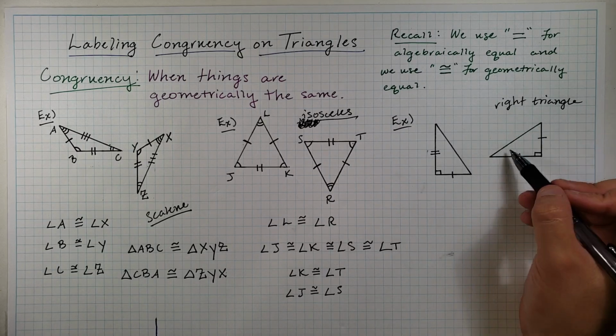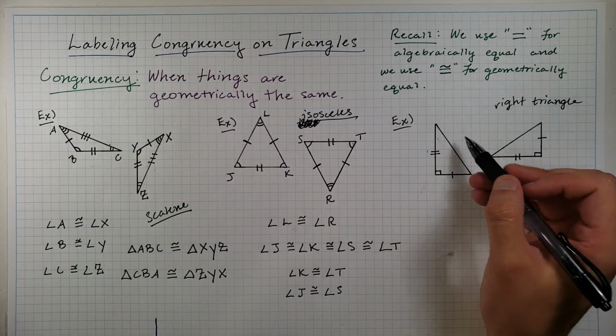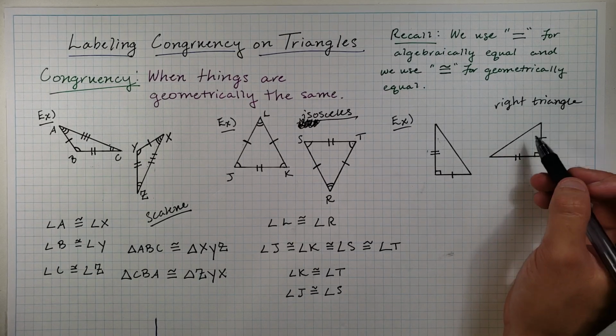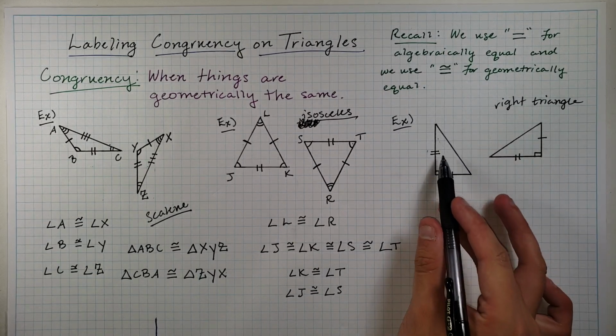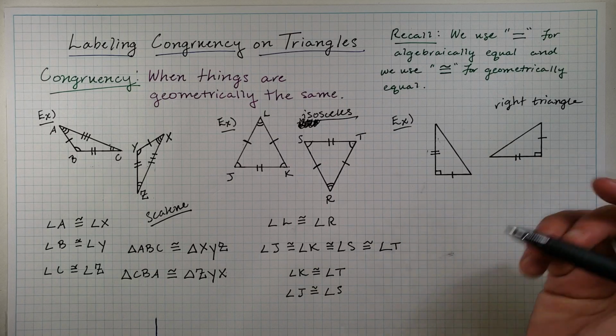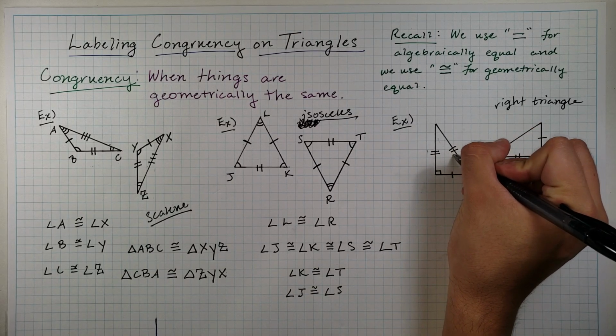All right, and we're left with the last one. Let's say this side is congruent to this side, but this side is not the same as this side or this side, so that means it needs its own also. So it needs its triple.